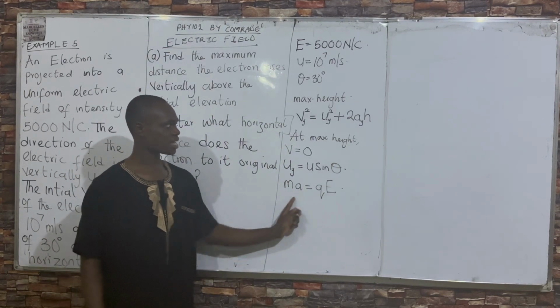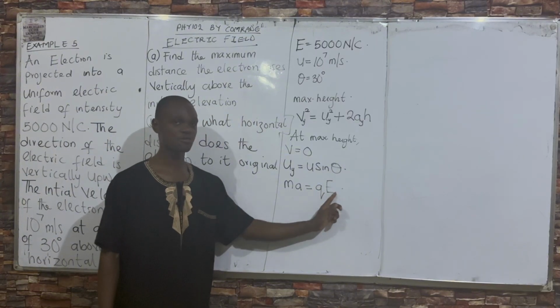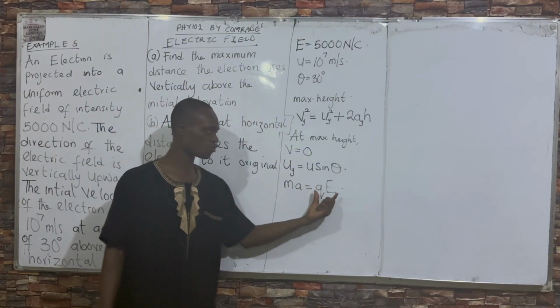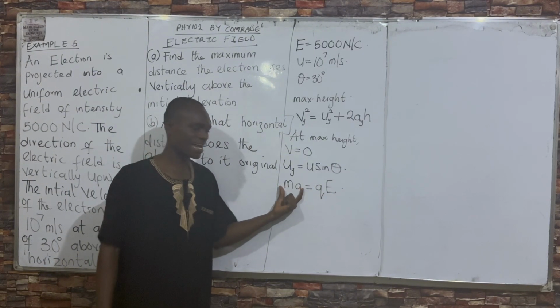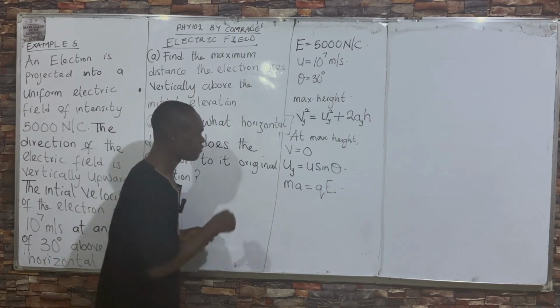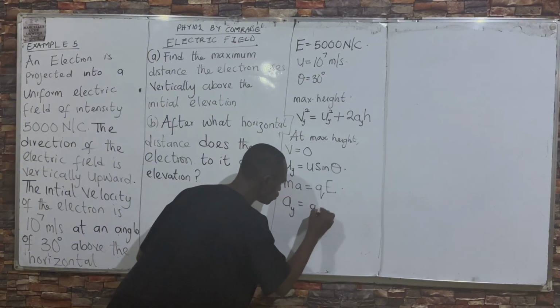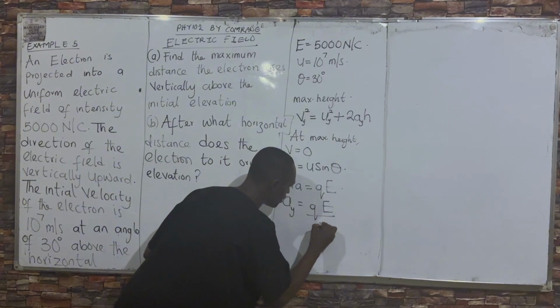ma is mass times acceleration. Are you seeing it? qE is the same thing as force. So force is equal to force, but this is in kinetics, while this is in electric field. Are you getting it? So if you divide by m, ay becomes qE over m.